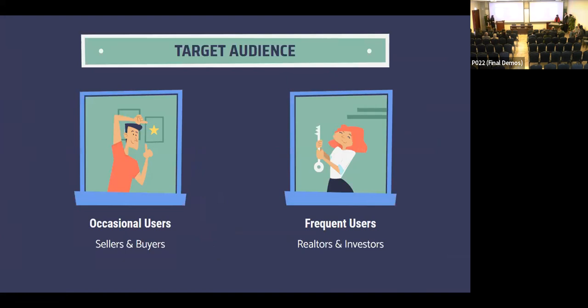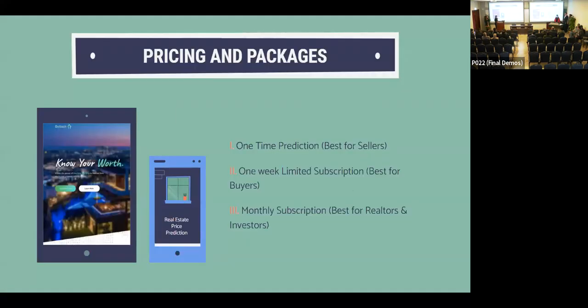Okay, so we have two types of users. We have occasional users, which are basically the sellers and buyers, and we have frequent users, which are the real estate agents and the investors. So for our pricing and packages, we have three types of packages. The first is a one-time prediction, which is best for sellers. The second is a one-week limited subscription, which is best for buyers. And finally, the third is a monthly subscription, which is best for real estate agents and investors.